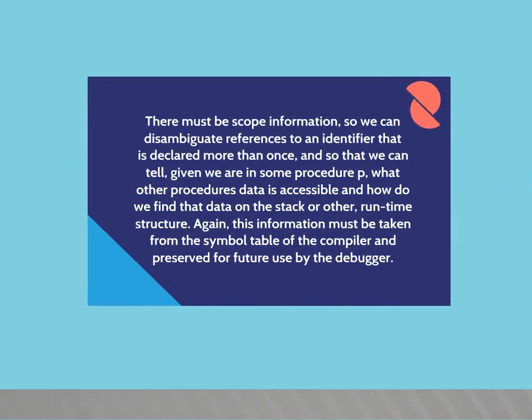There must be scope information so we can disambiguate references to an identifier that is declared more than once, and so that we can tell, given we are in some procedure P, what other procedures' data is accessible and how to find that data on the stack or other runtime structure. Again, this information must be taken from the symbol table of the compiler and preserved for future use by the debugger.